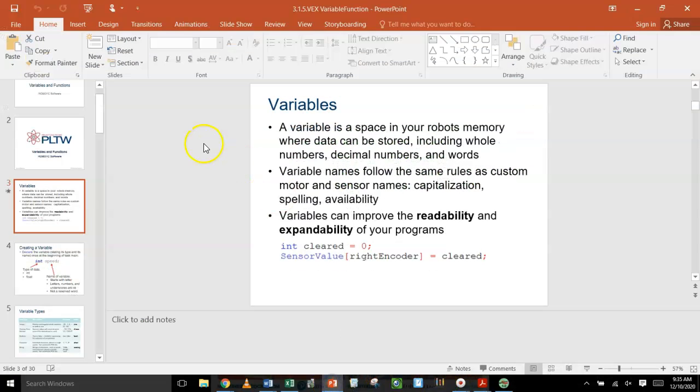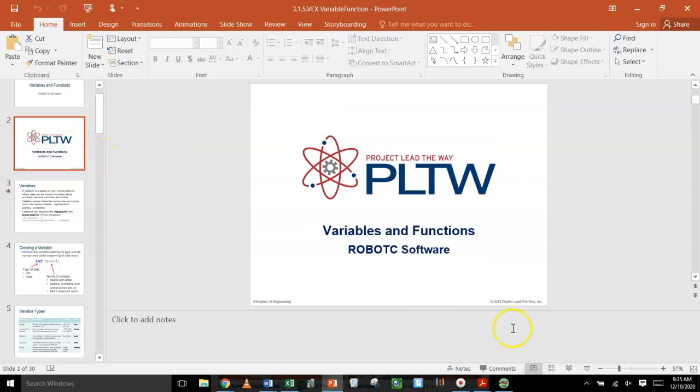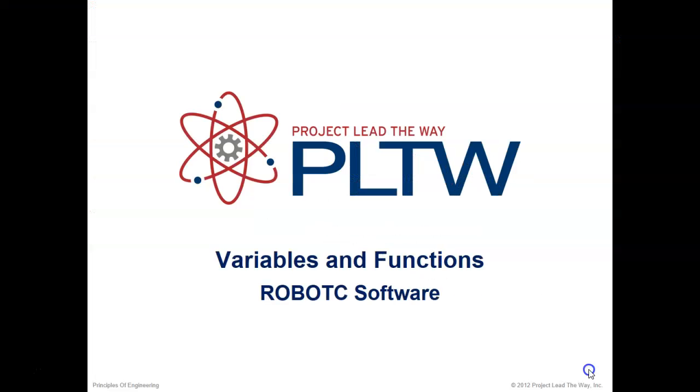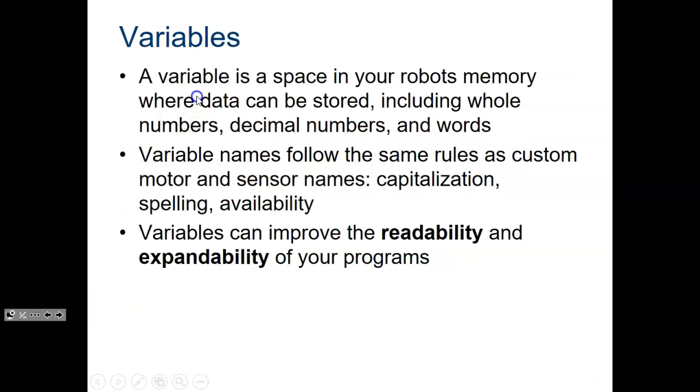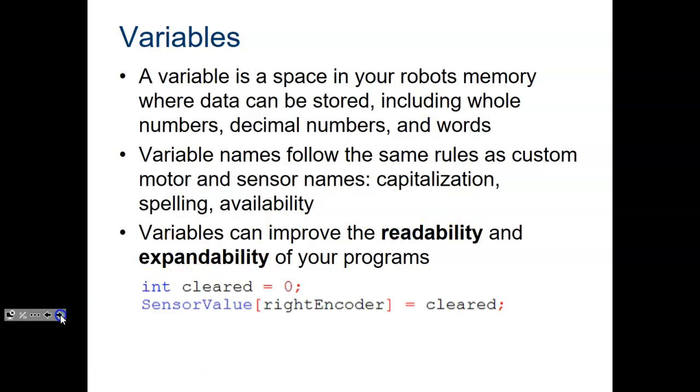Let's go through kind of the formalized presentation of this. Variables and functions. A variable is a space in your robot's memory where data can be stored: whole numbers, we talked about integers, decimal numbers, and words. They improve the readability. Notice that I named my variable button press, so when someone looks at my code, they're like, oh, that's a variable for when they press the button. So they expand the readability, meaning the ease of someone who looks at your code to know what's going on.